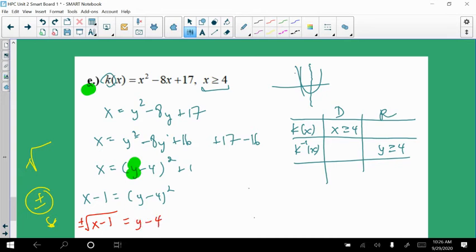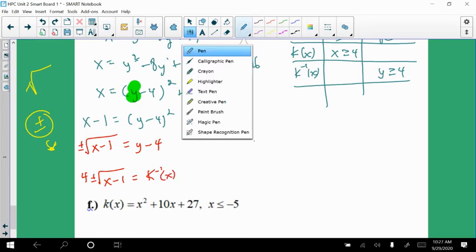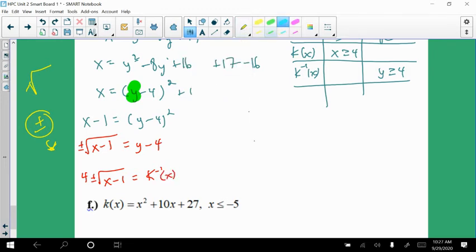Remember, try to get this y by itself. So we'll add the 4 to the other side. So it's 4 plus or minus the square root of x minus 1 equals y, or is our inverse function. Okay. So the question is, how do we determine which sign? Is it plus or is it minus? Well, here's how.